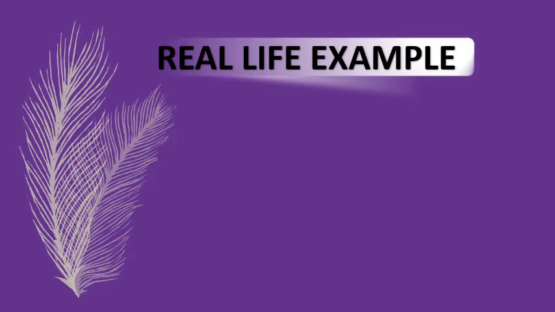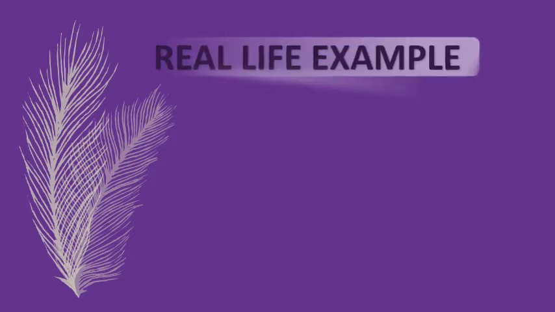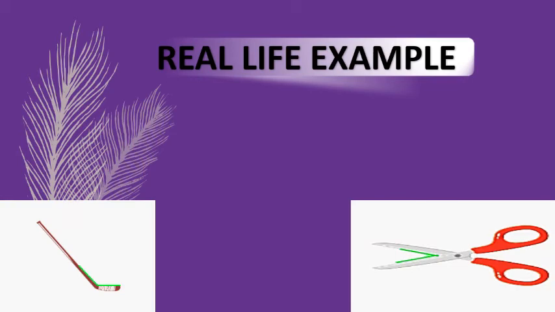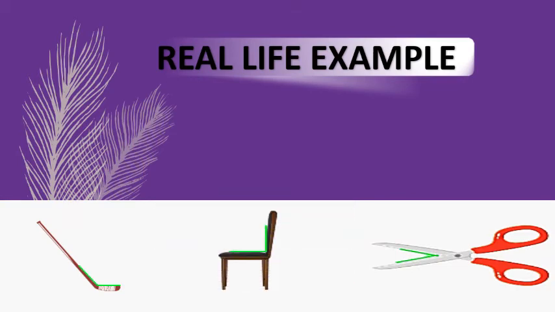Some real life examples of an angle: we have a stick, scissors and a chair. As you can see here in this stick, the rays in green have a common point, point A. In the chair we have a common endpoint P, and in the scissors we have a common point Q, with the rays coming from point Q only. This turn is making an angle in all these three pictures. Okay.